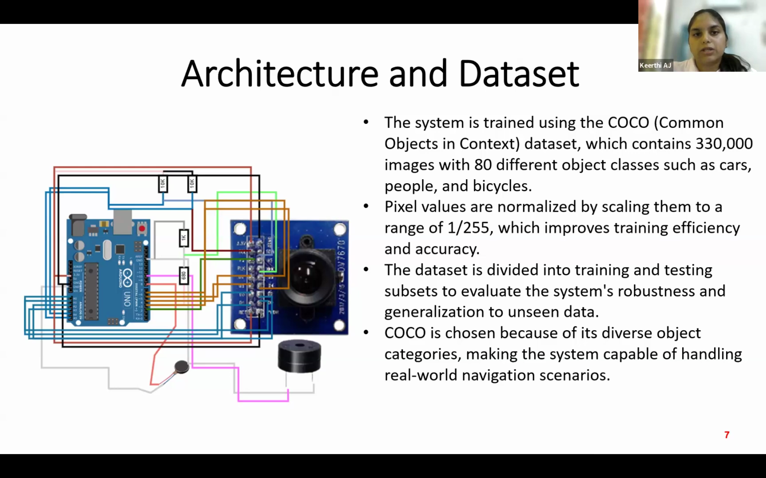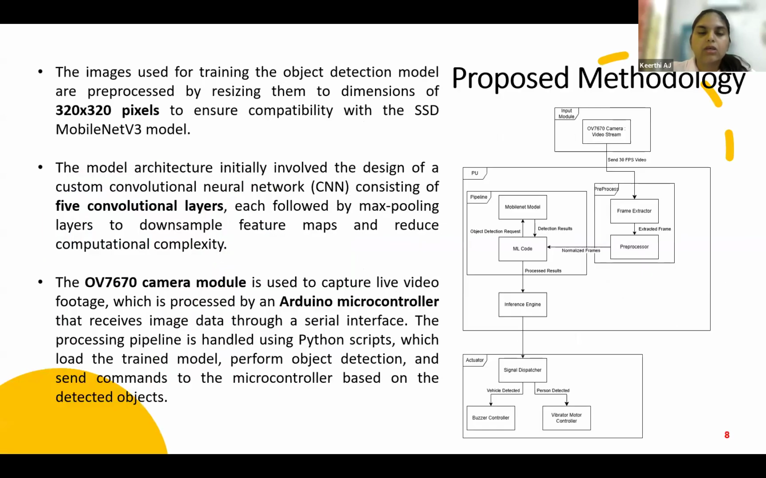So the COCO dataset usually contains 330,000 images and 80 different objects such as car, people, and bicycle, which is helpful for the real time. It also contains a dataset divided into testing and training. We have chosen the COCO dataset because it has diverse object categories, making the system capable of handling real world problems.